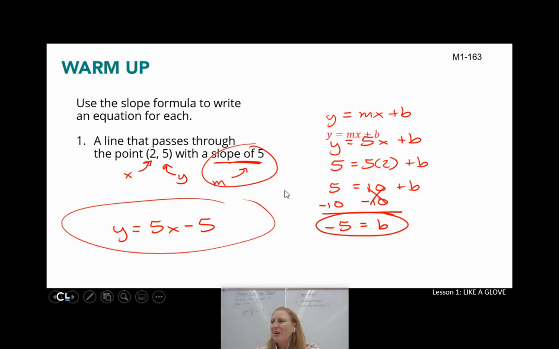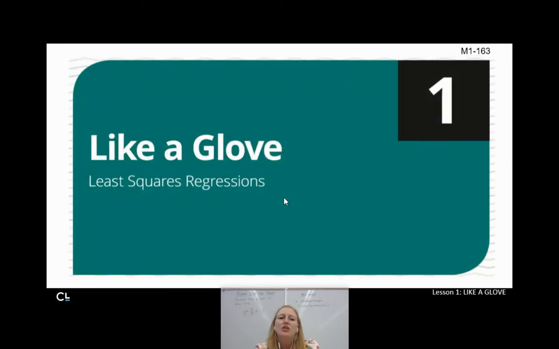So let's keep this party going. Like I said, we're talking about something called least squares regressions. You're probably just going to refer to it as a linear regression or a best line of fit. We're going to talk about what that means as we go through this.